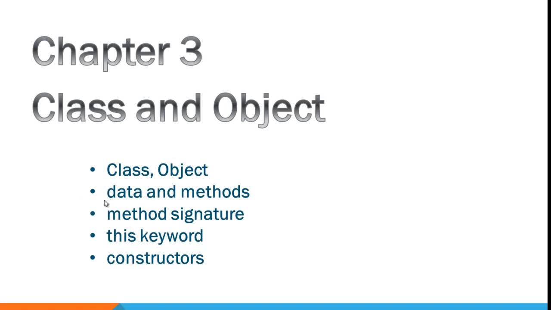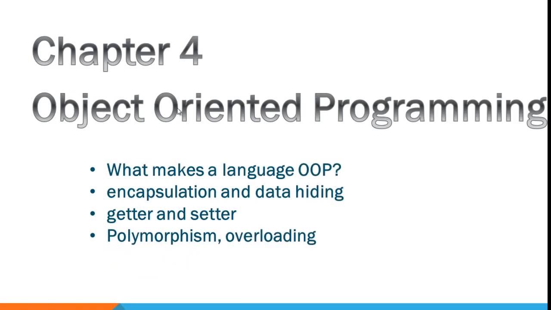In chapter 3 we are going to learn about the class and object. We are going to learn how to write a method, the method signature and constructors. In chapter 4 we are going to be introduced to the object-oriented programming concepts, especially what makes a language an object-oriented programming language. We are also going to learn about encapsulation and data hiding and polymorphism and overloading.